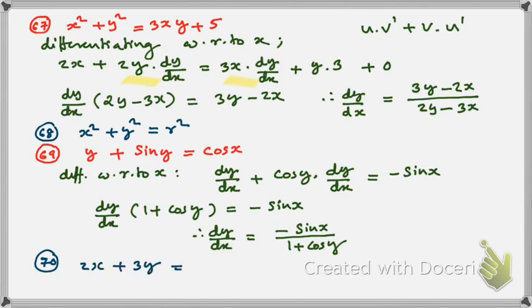So here is a question for you. 2x plus 3y is equal to sine y, and you can see that it is implicit.